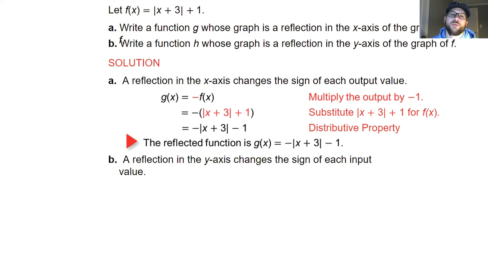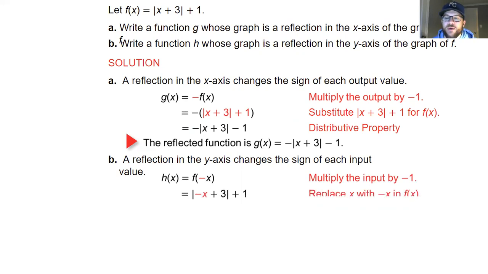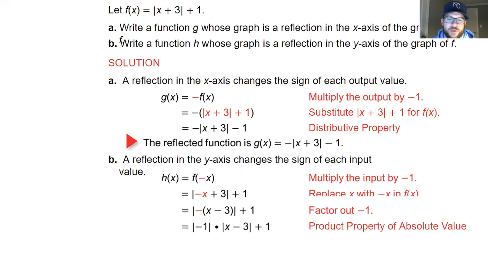Moving on to the reflection over the y-axis, that means you are multiplying by -1 for all of your input values. So that means you are multiplying on the inside of the parentheses. So that's why you are multiplying by only the -1 inside your equation. You factor out that -1 from the x to make sure that you have negative times the whole thing. Using your product property of absolute values, because +1 and -1 lead you to the exact same thing for absolute values, it becomes the absolute value of x minus 3, plus 1.